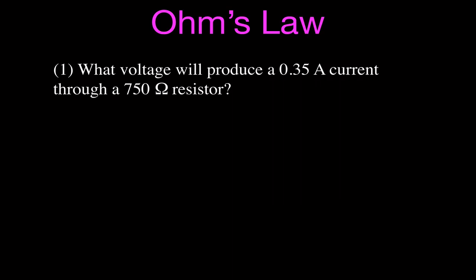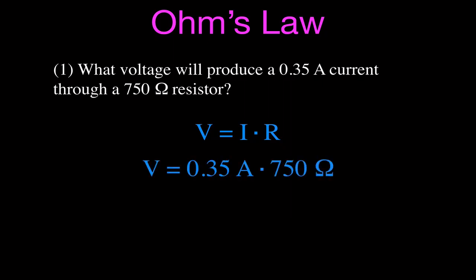Now remember, this is Ohm's Law, which is simply V equals I times R, or as my mother used to sing to me at night before I would go to bed, twinkle, twinkle, little star, don't forget V equals I times R. We're given the current, we're given the resistance, and therefore we know that the voltage that would produce that current through a 750 ohm resistor would be 263 volts. Okay, there you go.